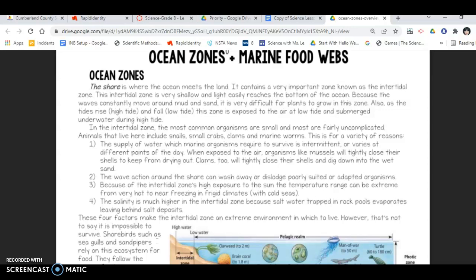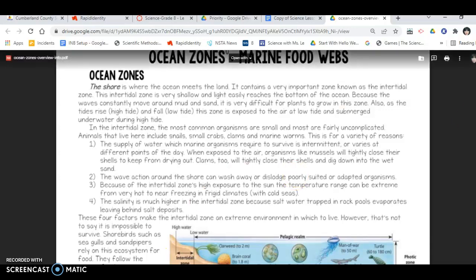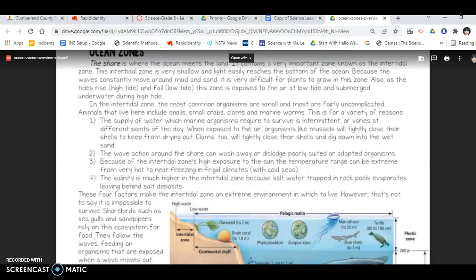suited or adapted organisms. Because of the intertidal zone's high exposure to the sun, the temperature range can be extreme from very hot to near freezing in frigid climates with cold seas. Can you guys visualize that for a minute? If it's not that deep and then it's very, very cold, that water is going to be the first to do what? Freeze, right? In the summer, very shallow, it's going to easily heat up very quickly as well.